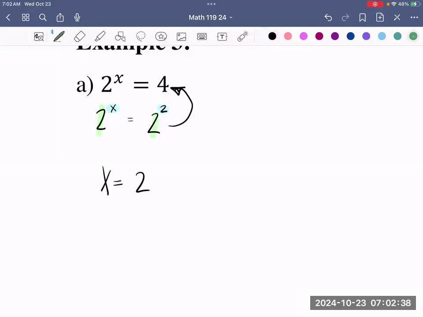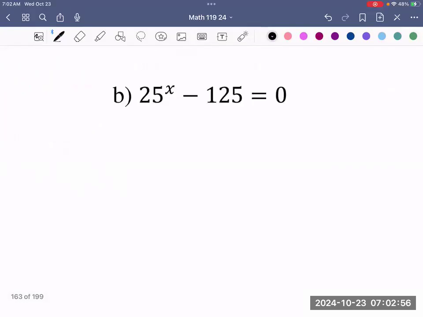Now we can always check your answer. Let's say x is equal to 2, by plugging it back in. 2 squared is equal to 4. 4 is equal to 4. And that is a true case. Let's try it again on b.